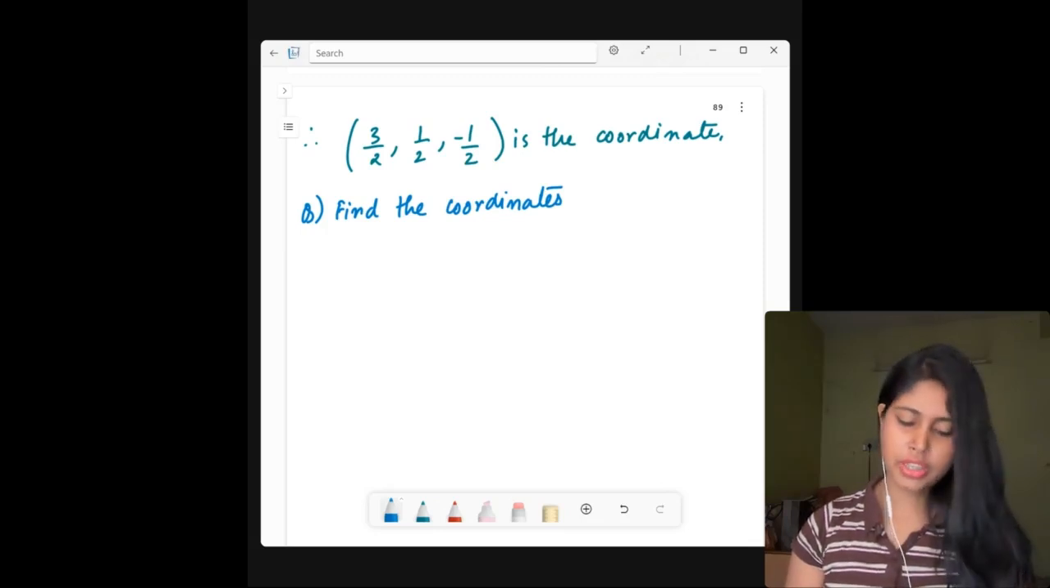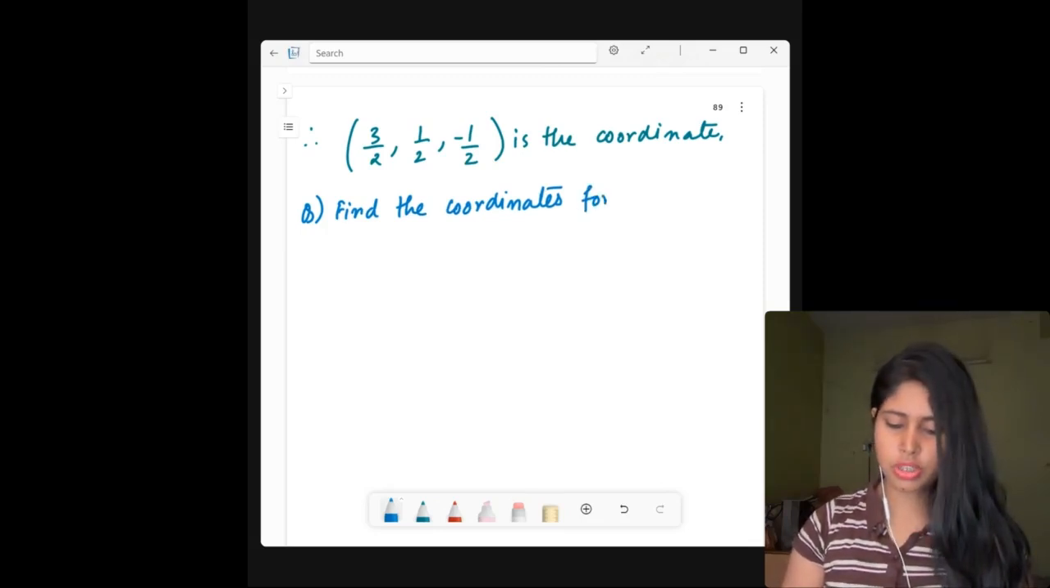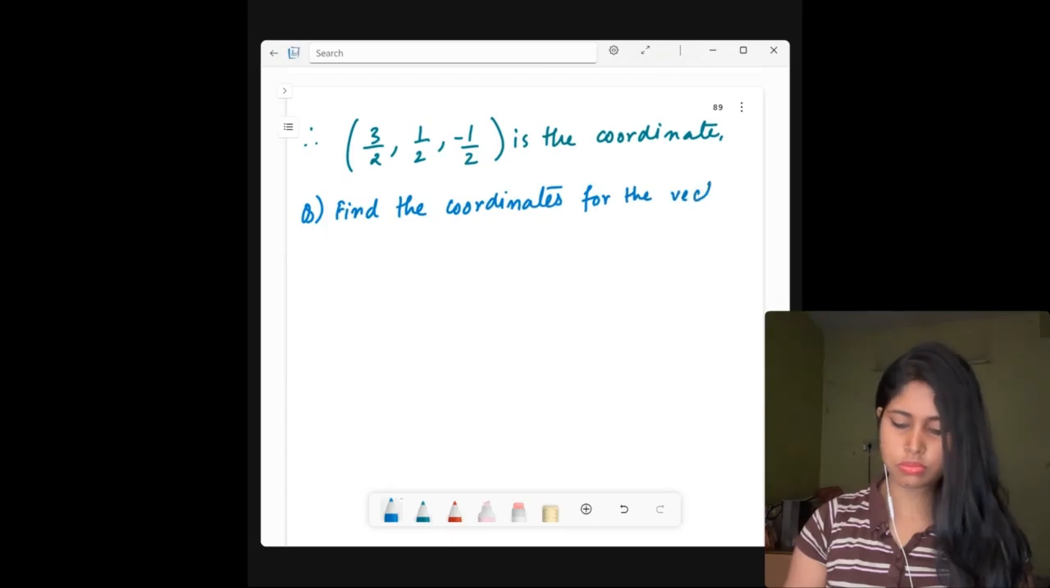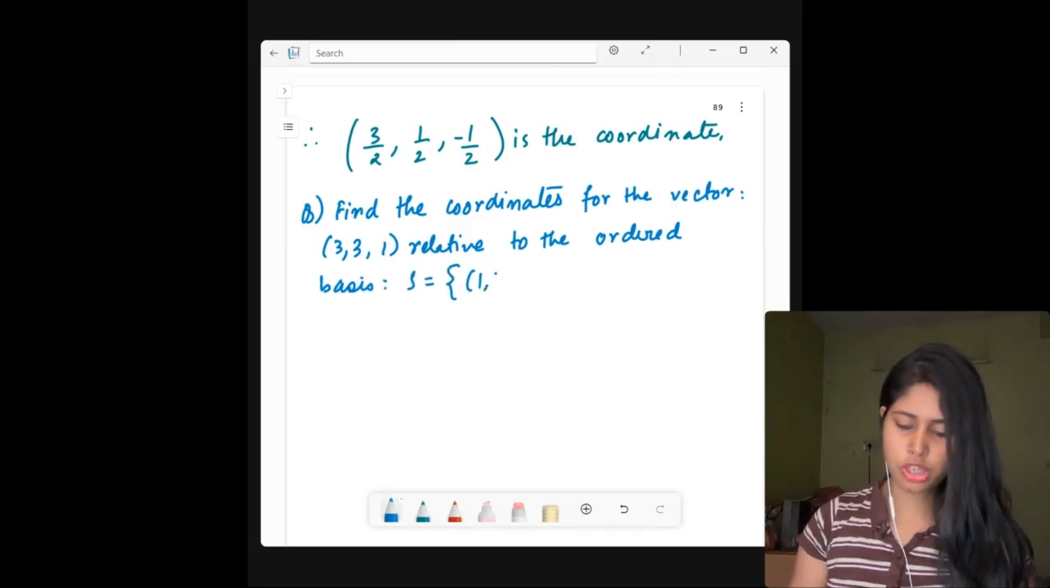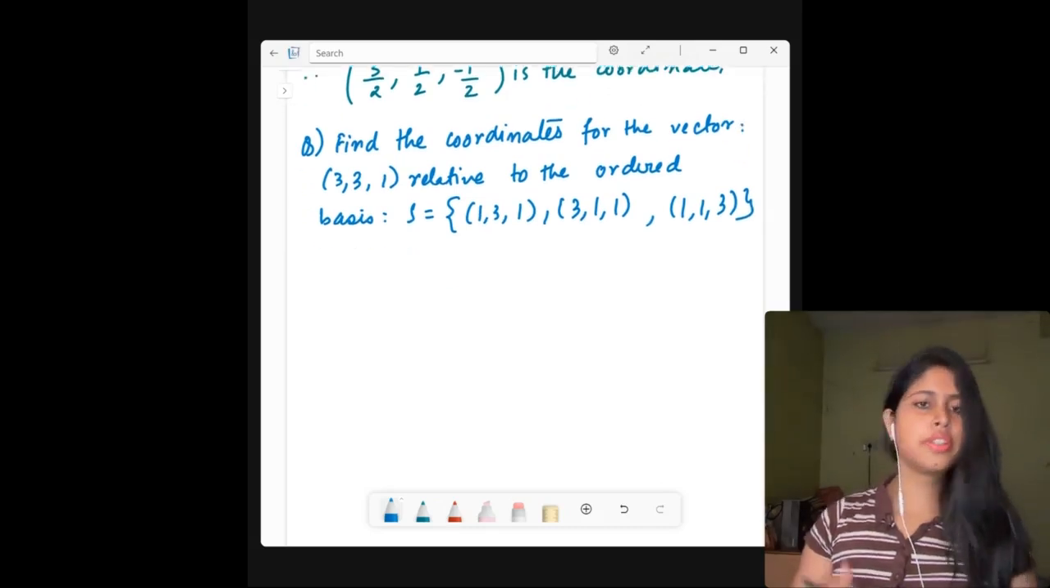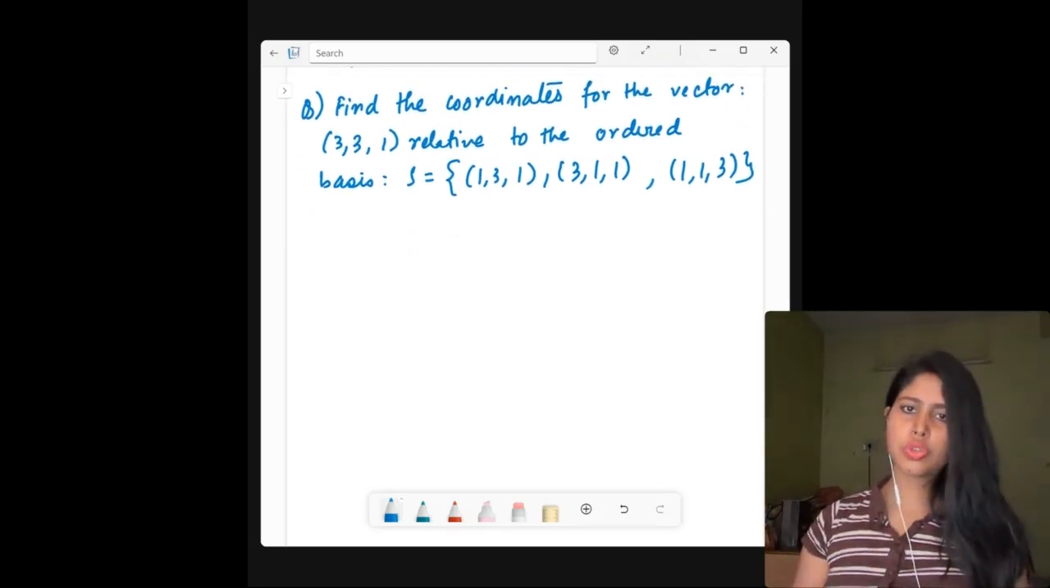Okay, so yes, find the coordinates for the vector 3 3 1 relative to the ordered basis S, which is equal to 1 comma 3 comma 1, 3 comma 1 comma 1, and 1 comma 1 comma 3. Okay, so this is our question.